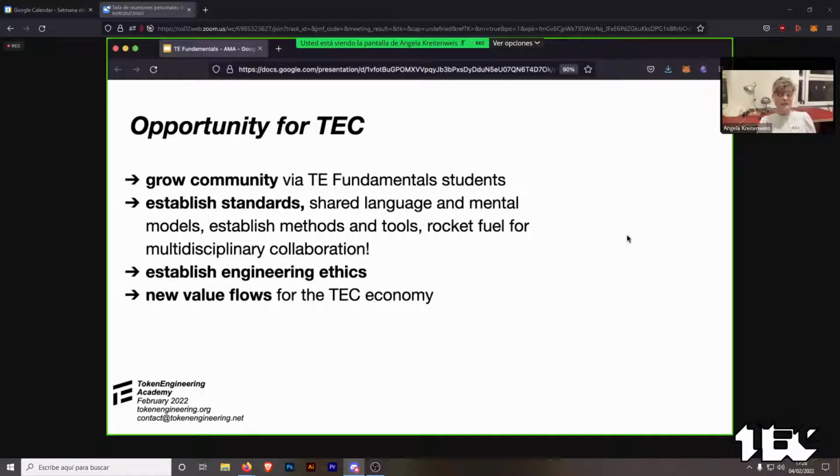For us, it's also important to establish engineering ethics. So what are the ethics in building these new economic systems when it comes to fairness, when it comes to freedom, when it comes to equal access, when it comes to sustainability? And of course, based on the NFTs, we can create new value flows for the Token Engineering Commons economy and the TEC tokens.